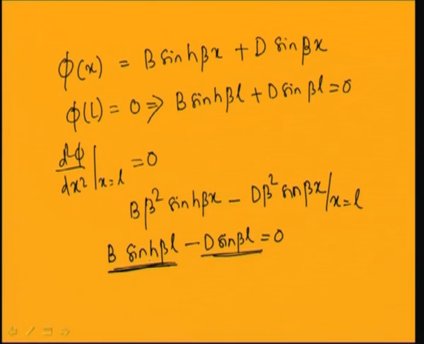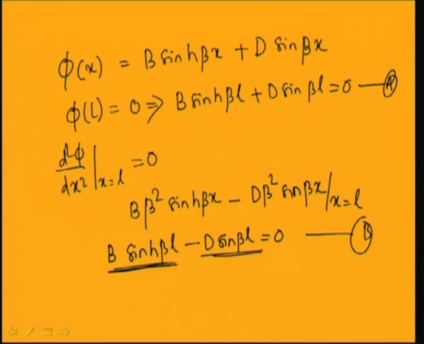So, I can take from these two equations. Let this be equation A and this be equation B. So phi L equal to B sinh beta L plus D sin beta L equal to 0, and the other equation I got is B sinh beta L minus D sin beta L equal to 0.